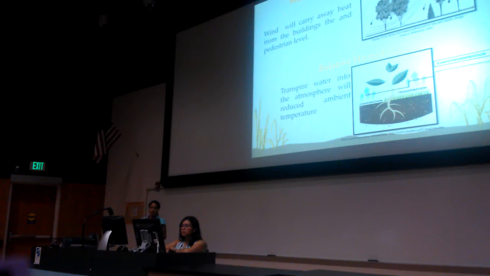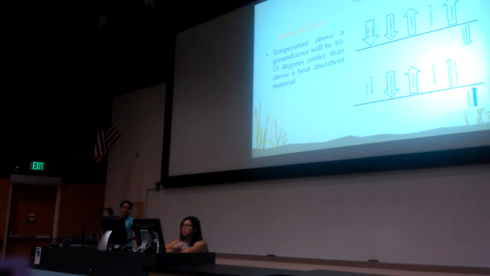Then we have relative humidity. Plants will transpire water into the atmosphere and they will reduce the ambient temperature. Ground covering: ground coverings of natural elements absorb heat and don't redirect it to other objects, as opposed to asphalt, for example, which is a physical element. When you have a ground cover made of a natural element, the temperature underneath will be around 10 to 15 degrees colder than another type of ground cover.